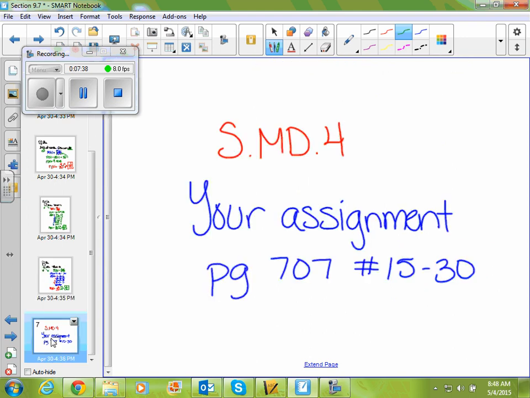Okay, so you're going to be finding probabilities using that model. This is page 707, 15 through 30.